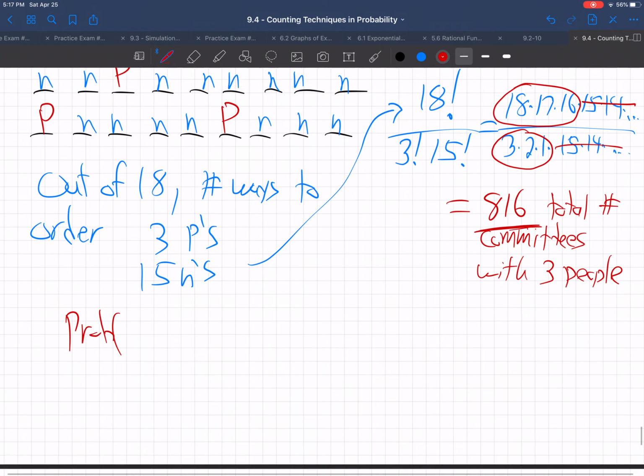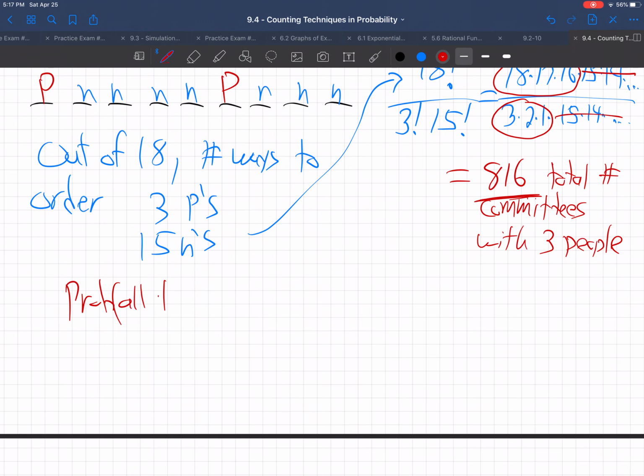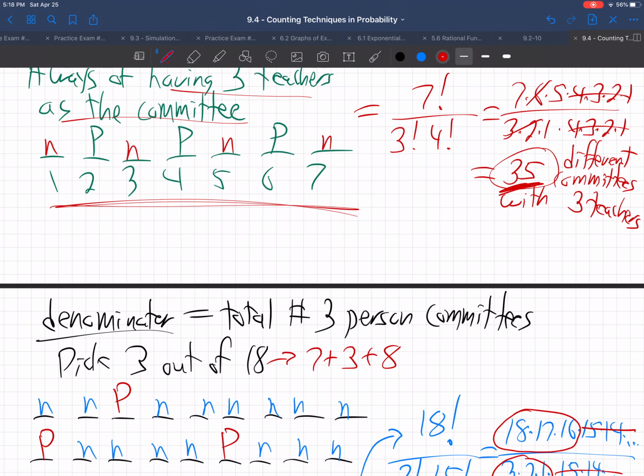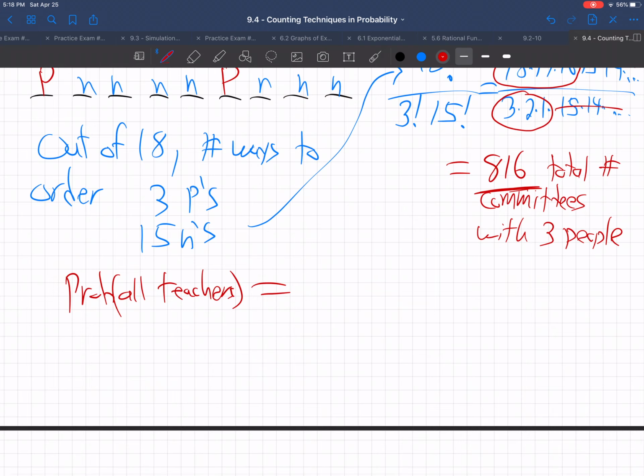All teachers. The probability of getting all teachers is the numerator, 35 right there. That's the 35 total committees that have all teachers over 816 total committees altogether. And that fraction is not reducible. So we just leave it just like that. That's the probability if you just grab 3 people at random that they'll all be teachers.